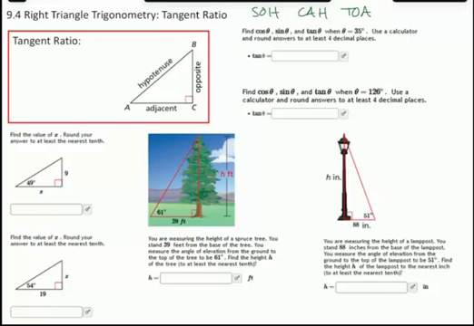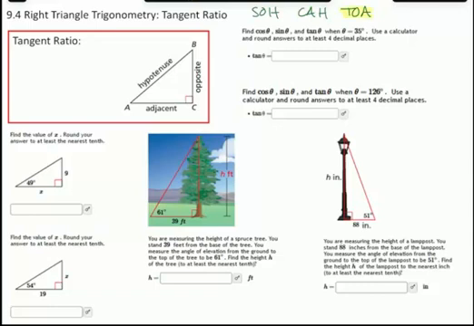is tangent. The O's are the opposite leg, the A's are the adjacent leg, and the H is the hypotenuse. All of these can only talk about right triangles. These trig ratios are ratios of sides of a right triangle. We're going to start with the tangent ratio, which is the TOA part. So this part right here.